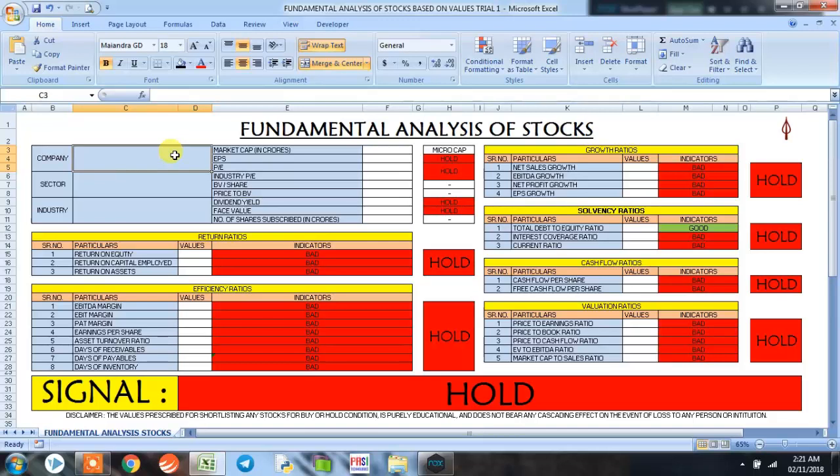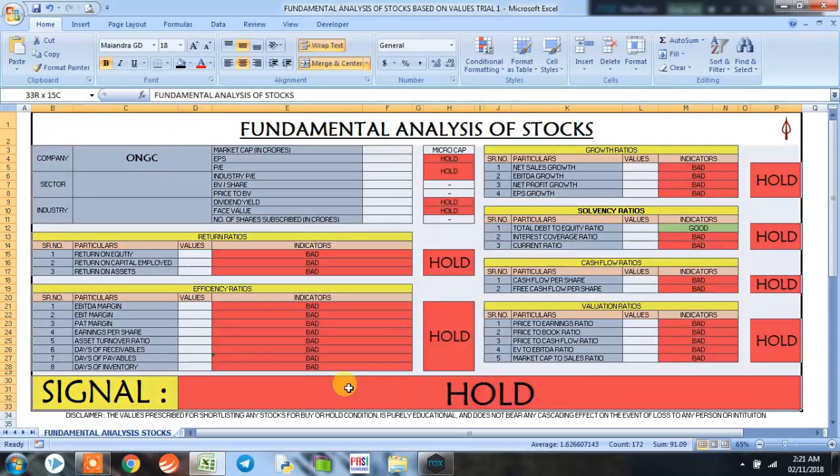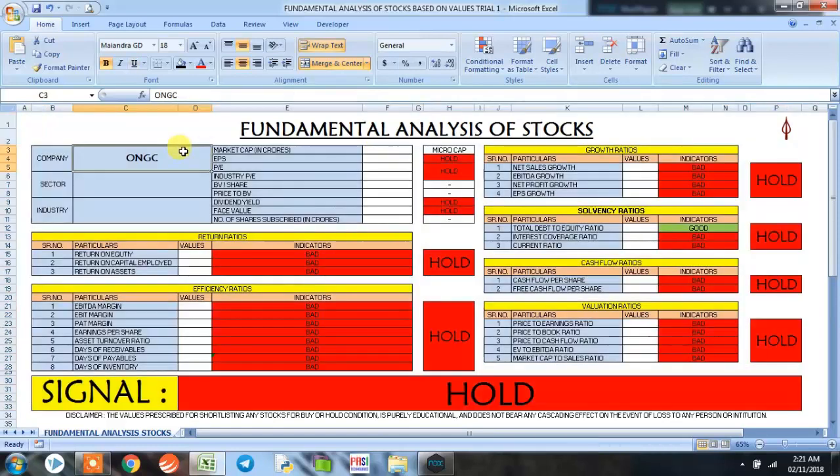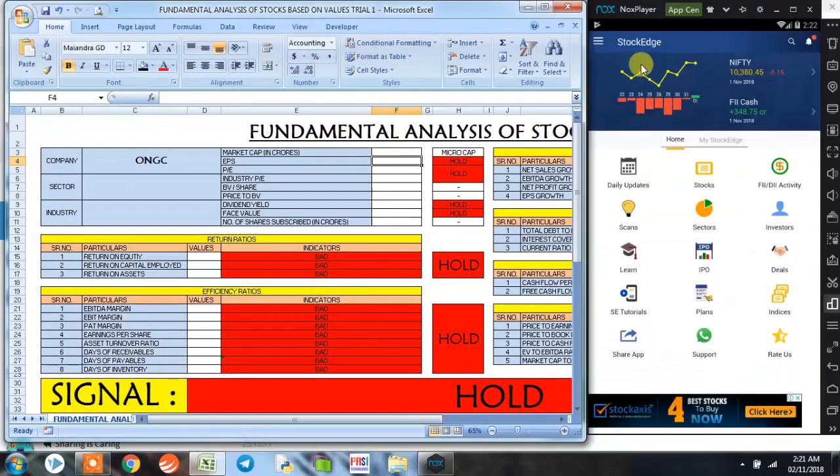Today we are going to perform fundamental analysis on ONGC, that is Oil and Natural Gas Company. The Excel spreadsheet in front of you is an Excel program wherein we put financial data of a particular stock and arrive at a conclusion on whether to invest in that company or not at this point of time. The financial data are taken from an app known as the Stock Edge app.